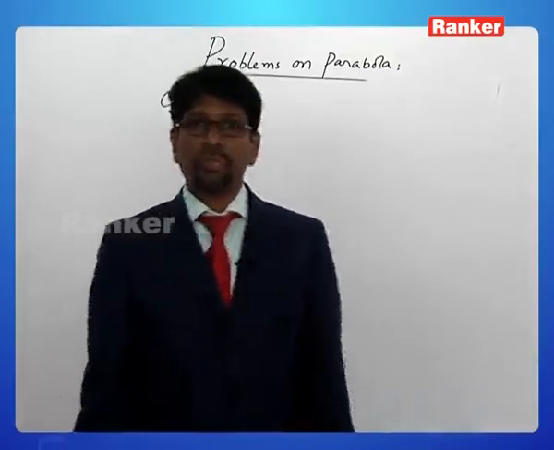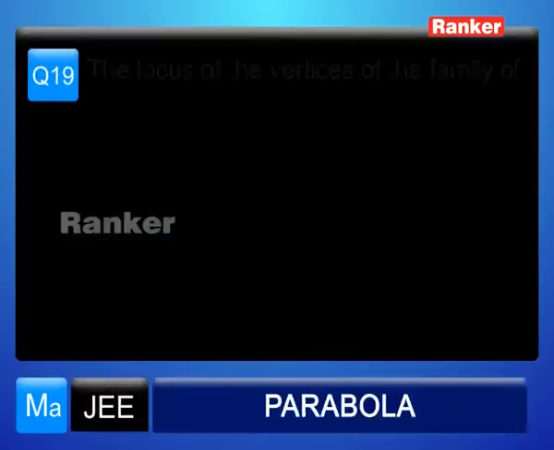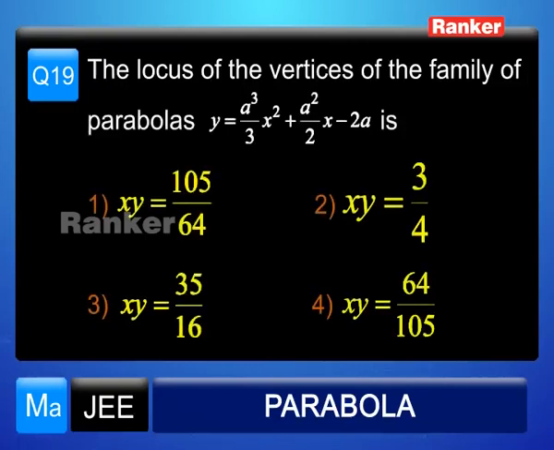Let's move to the next question, question number 19. The locus of the vertices of the family of parabolas y = (a³/3)x² + (a²/2)x − 2a is: first option, xy = 105/64. Second option, xy = 3/4. Third option, xy = 35/16. And fourth option, xy = 64/105.